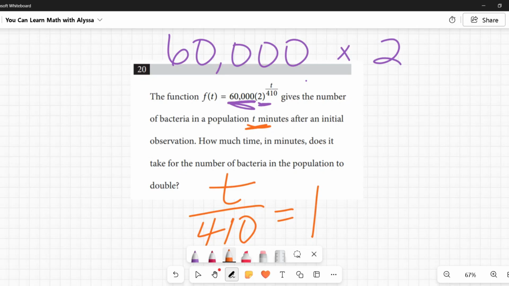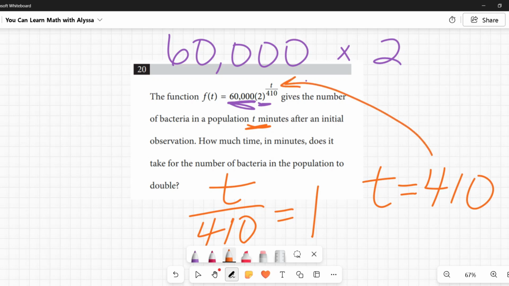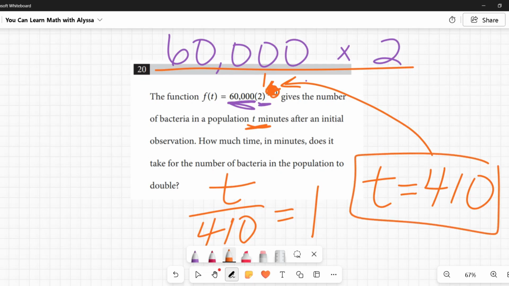Like 5 divided by 5 is 1. 10 divided by 10 is 1. So t must be 410. So 410 divided by 410 is 1. So if I plug that in there, I get 410 over 410 is 1. Scribble that out and just get 1. Then I have 2 to the power of 1, which is just 2, and I get my 60,000 times 2 like I wanted. So my answer is that t is 410.